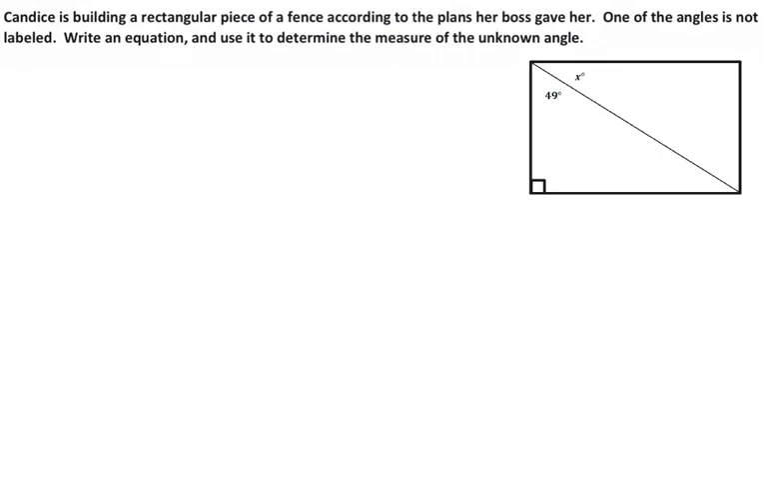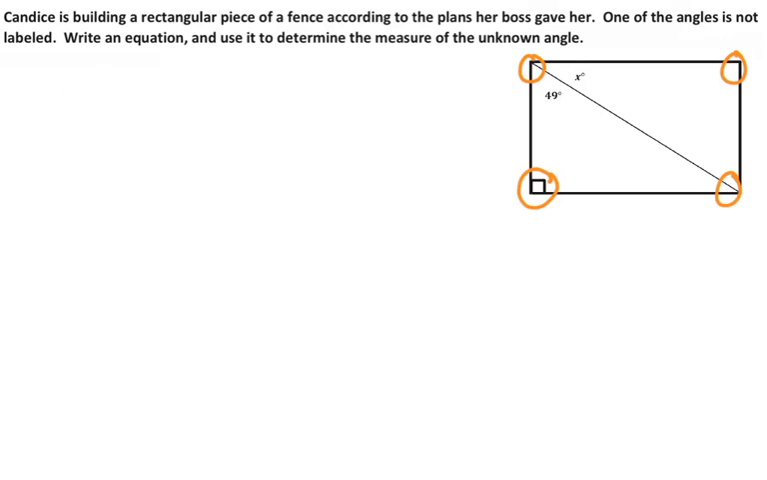Candace is building a rectangular piece of a fence according to the plans her boss gave her. One of the angles is not labeled. Write an equation and use it to determine the measure of the unknown angle. So this is obviously a rectangle, and we can see that one corner down here is a right angle, and so we know all our corners are also right angles. So we know that it has to equal 90 degrees.